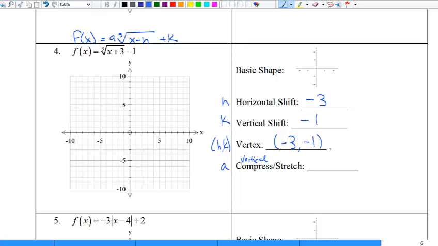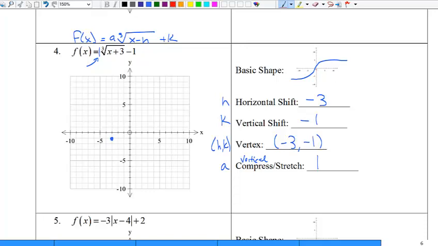For my vertical stretch and compress, that's the a. Now notice there is no a here in the front. So there is an invisible 1 because it's a multiplier, so we have a 1 there. And then I am going to plot. And we also have to identify our basic shape. So in this case, it's like that S shape. Okay? So my vertex is at -3, -1.